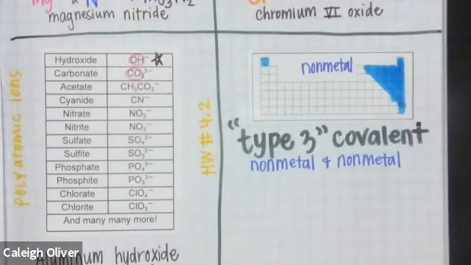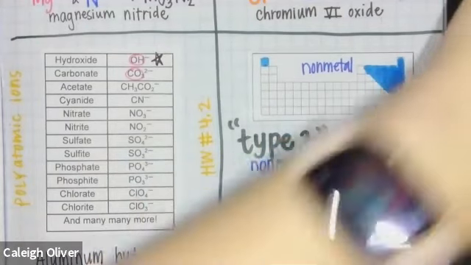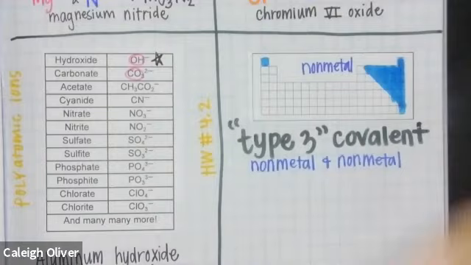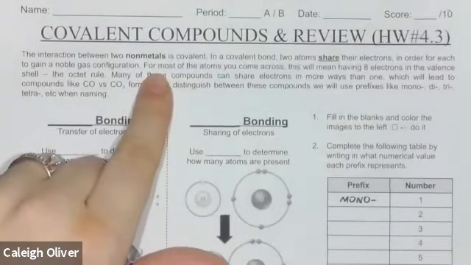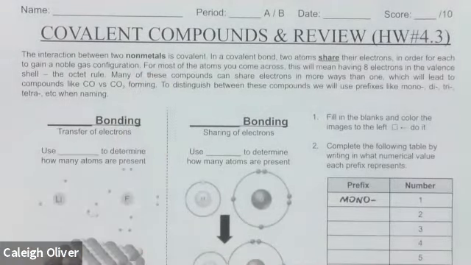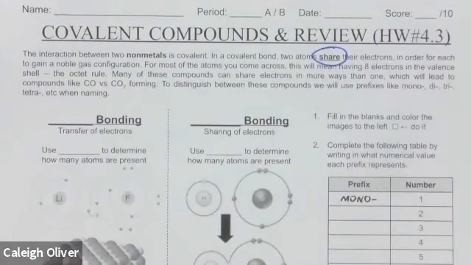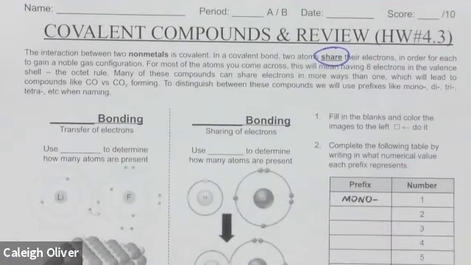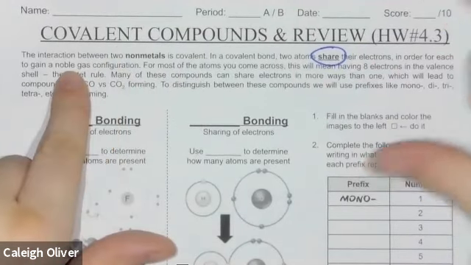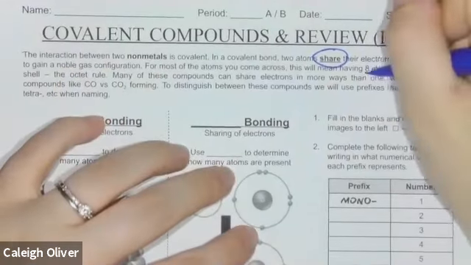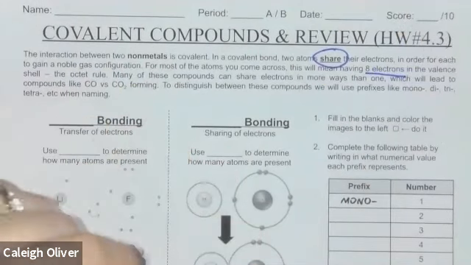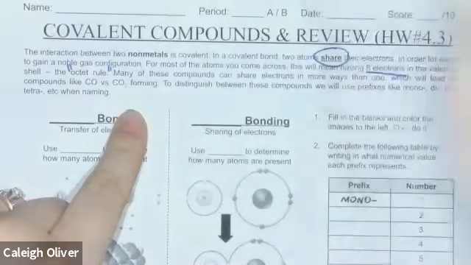Pause. I mean, don't really pause, but we're not done with the notes, but I do want to show you the difference between ionic and covalent before we learn how to name them. So here is homework 4.3. The interaction between 2 nonmetals is covalent. In a covalent bond, the 2 atoms will share their electrons in order for each to gain a noble gas configuration, to be happy like a noble gas. For most atoms you come across, this will mean having 8 electrons in the valence shell, the outside ring, which is called the octet rule.